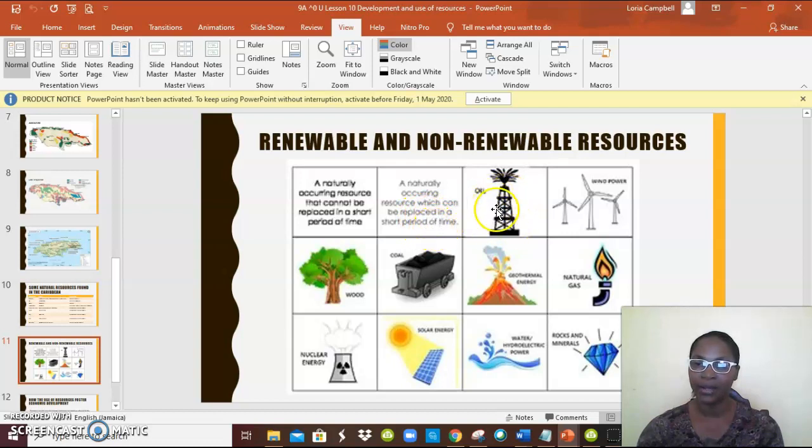And this, we have oil. This one represents wind power, wood coming from trees, coal. This refers to geothermal energy, and this is energy we get from heat, such as like a volcano, as you can see. This is referring to natural gas. We have nuclear energy. We have solar energy, water or hydroelectric power, and we have rocks and minerals. So there are 2, 4, 6, 8, 10, plus the two definitions that you need to put into two tables and you need to submit, okay?